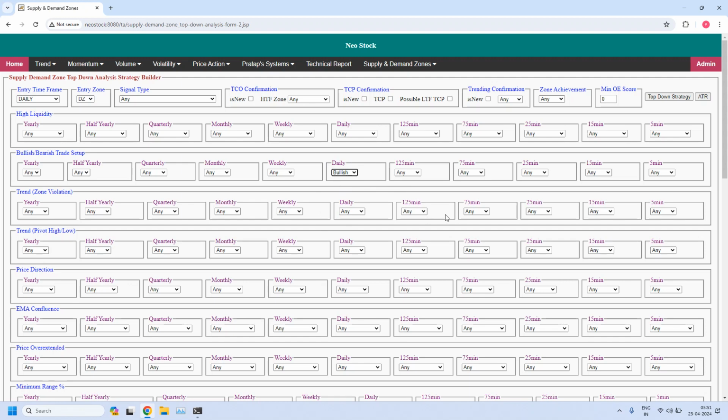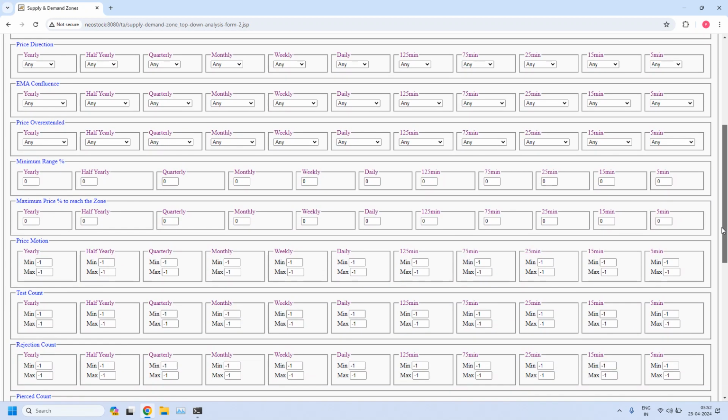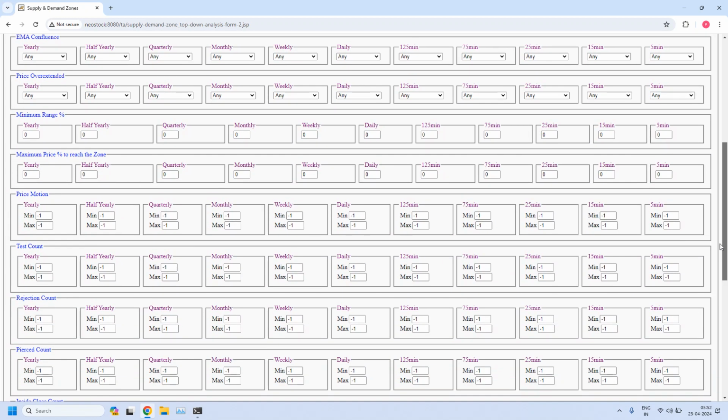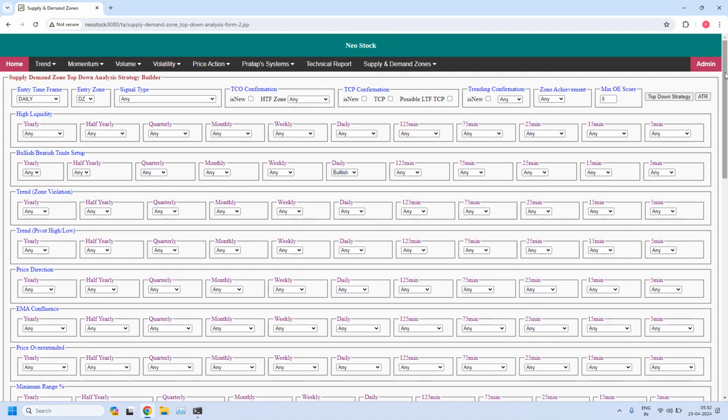And also I am going to set three filters. The first filter is we don't want to trade on the pierced zones. That's why I need to set pierced count as 0. So in this parameter pierced count in daily time frame, that is our entry time frame, I am setting the minimum value as 0 and also maximum value as 0, which indicates the zone is not pierced. Pierced count 0 indicates zone is not pierced.